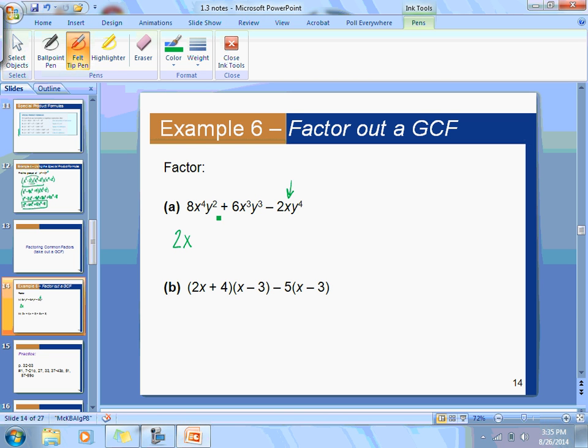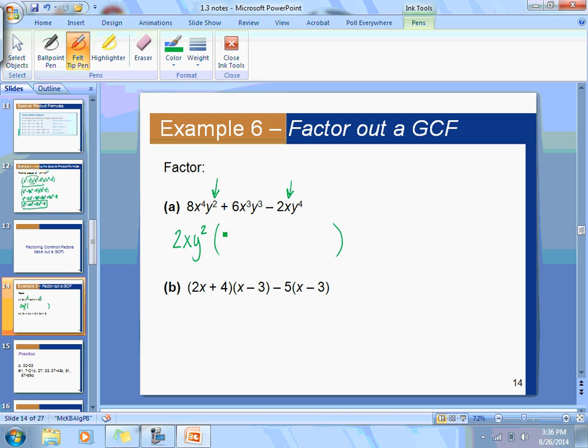And for my y's, I have a y squared and a y to the third and a y to the fourth. Well, y squared is my smallest, so that's the most I can take out from every single term. So the 2x y squared, that's my GCF. Now my leftovers, I like to call them, are going to go in the parentheses. So what you're doing here is you're dividing the coefficients out front and you're subtracting the exponents.